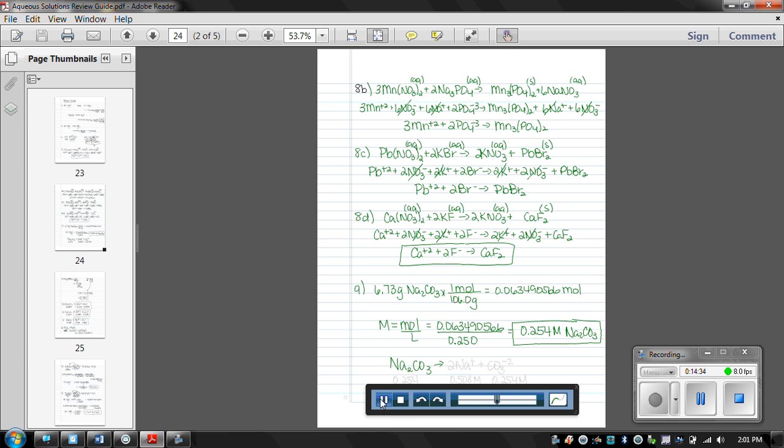Na2CO3 breaks up into 2 Na pluses and 1 CO3 minus 2. So if this is 0.254, for every 1 Na2CO3, we get 2 Na pluses. So it's going to be twice as much for the Na plus. So this concentration will be 0.058. And then this one is a 1-to-1 ratio, so it'll be 0.254.